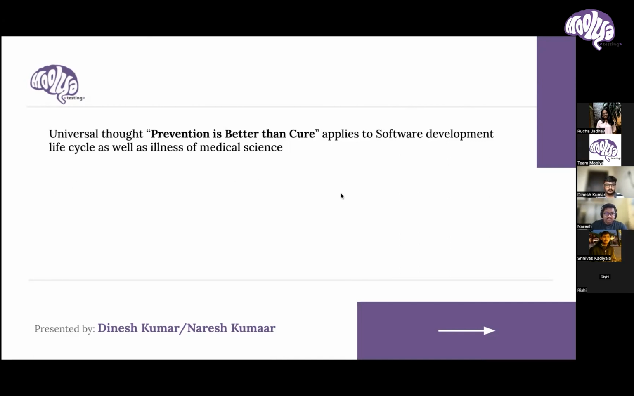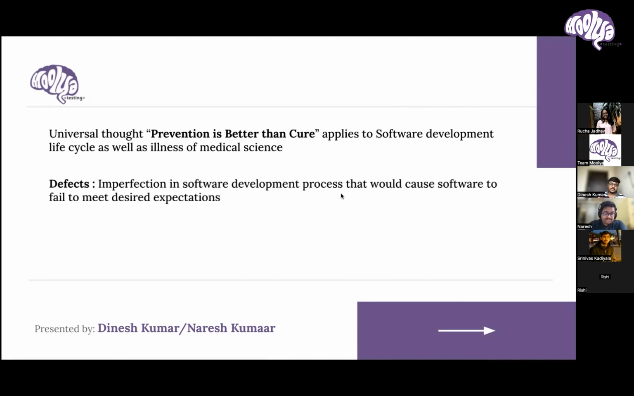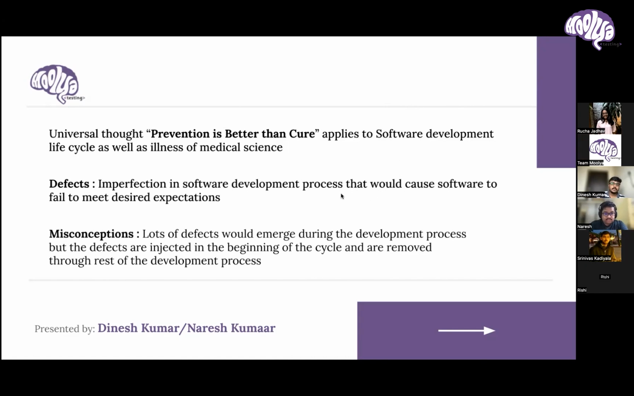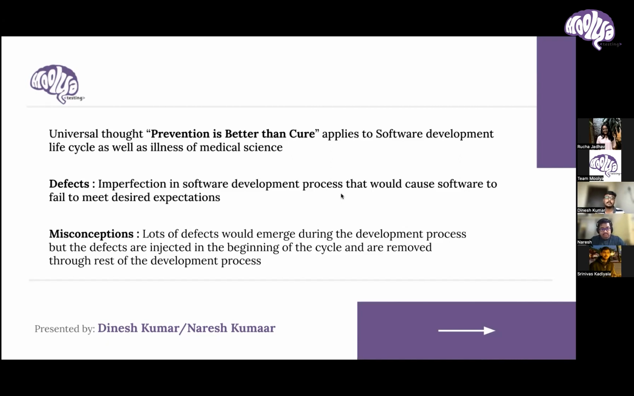So most defects are imperfections occurring in the software development phase, which fail to meet the desired expectation. But we have a misconception here. It's not that most defects emerge during the development phase. They are injected at the beginning of the cycle, in the requirement phase itself, and those injected defects are removed during the rest of the development process.